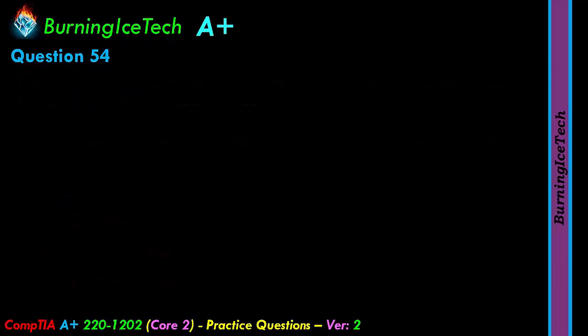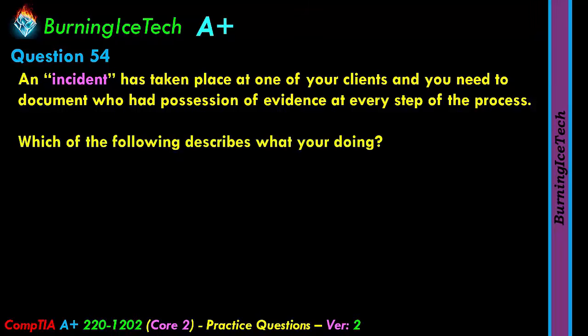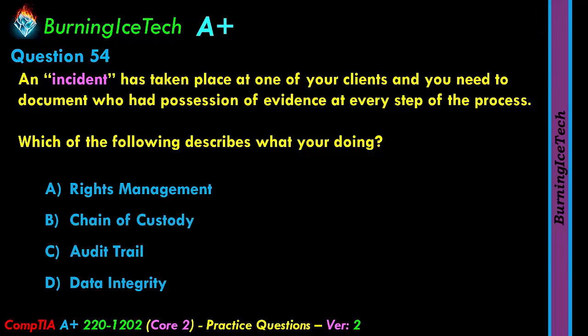Question 54. An incident is normally when something bad happens. An incident has taken place at one of your clients, and you need to document who had possession of evidence at every step of the process. Which of the following describes what you are doing? Now, an incident in IT could be anything, guys, but it's normally something bad that happens. This could be a fire that broke out in the server room. It could be a medical incident. Maybe someone choked on a cookie in the server room.